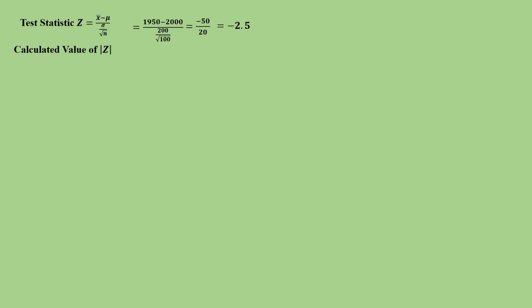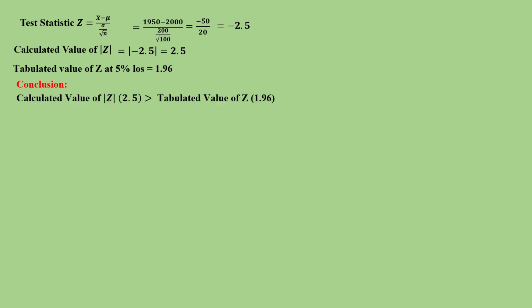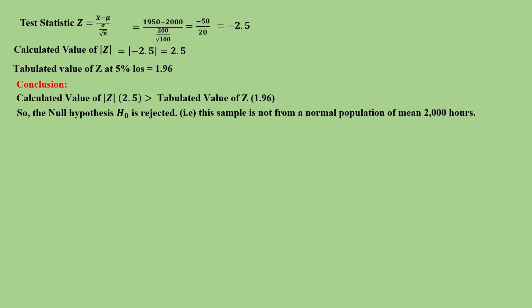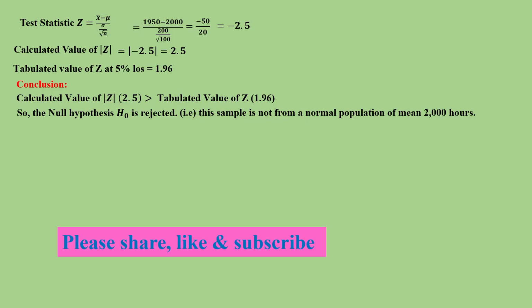So calculated value of z is nothing but modulus z. You have to take modulus value, so that is equal to 2.5. Tabulated value at 5% level, z value is 1.96. So conclusion, calculated value 2.5 is greater than 1.96. So null hypothesis H naught is rejected. So the sample is not from the normal population of mean 2000 hours, right? Thanks.